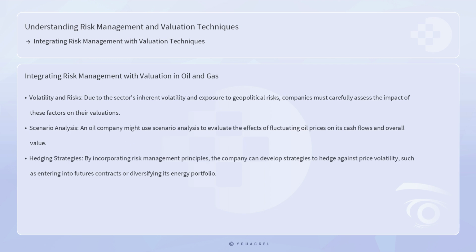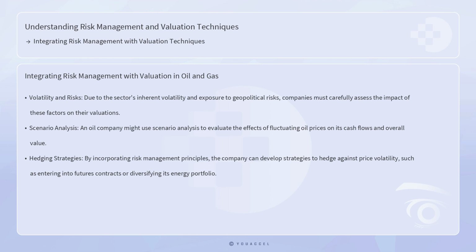A practical example of integrating risk management with valuation techniques can be seen in the oil and gas industry. Due to the sector's inherent volatility and exposure to geopolitical risks, companies must carefully assess the impact of these factors on their valuations. For instance, an oil company might use scenario analysis to evaluate the effects of fluctuating oil prices on its cash flows and overall value.